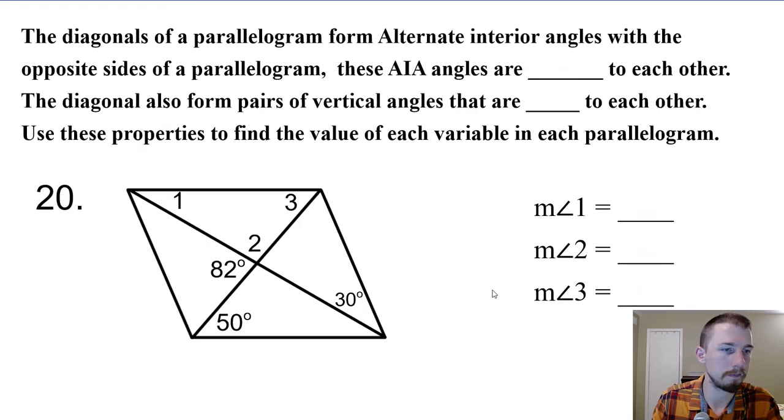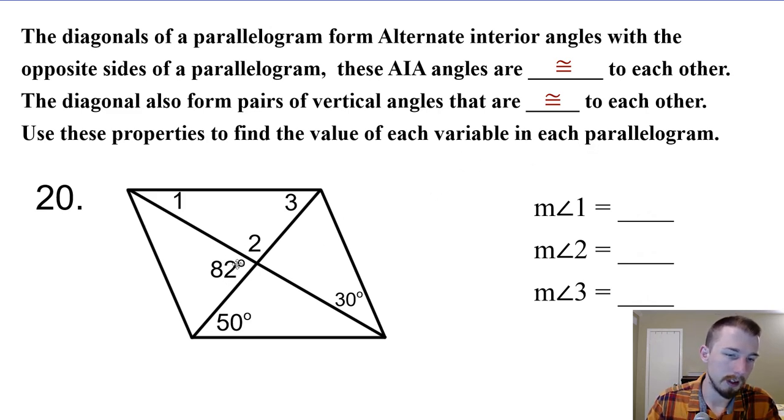And that's it. All right, the diagonals of a parallelogram form alternate interior angles with the opposite sides of the parallelogram. These alternate interior angles are going to be congruent to each other. Then the diagonal also forms pairs of vertical angles that are also congruent to each other. Use these properties to find the value of the variable in each parallelogram.